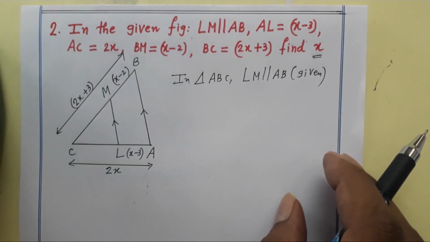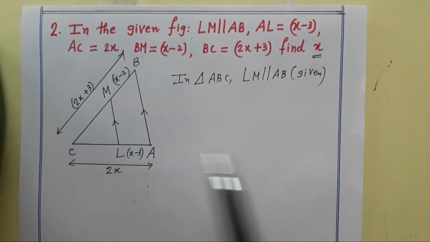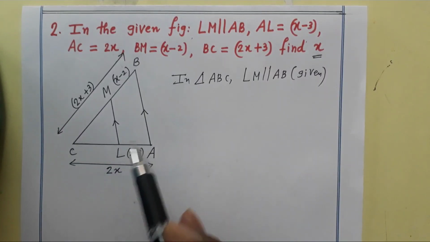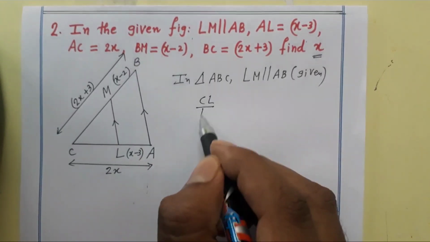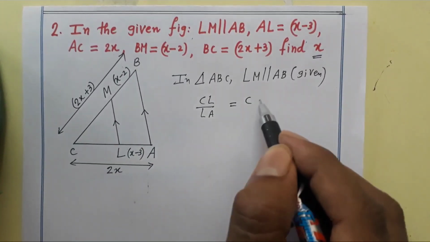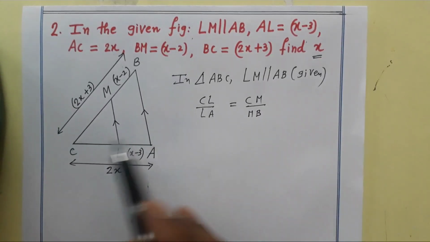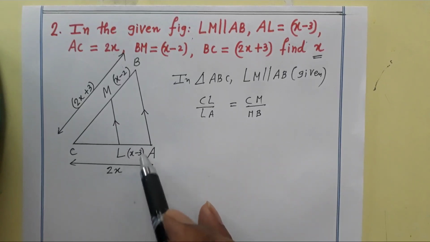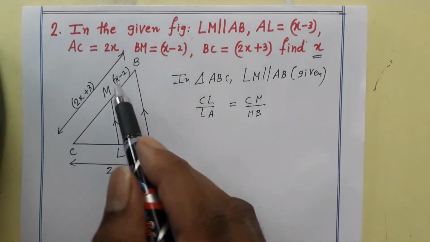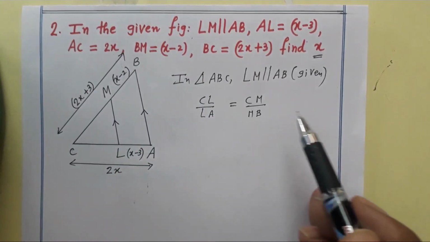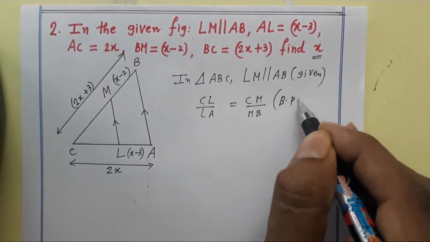According to basic proportionality theorem, if a line is parallel to one side, then you can write CL by LA is equal to CM by MB. CL by LA is equal to CM by MB. Now you see CL you don't know, LA you know X minus 3, CM you don't know, MB you know X minus 2. This is from basic proportionality theorem.